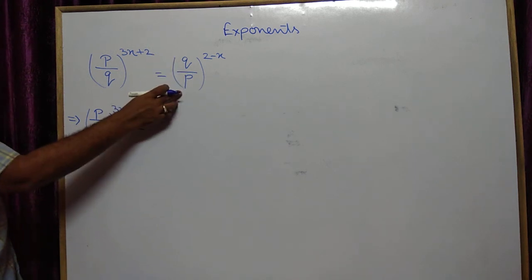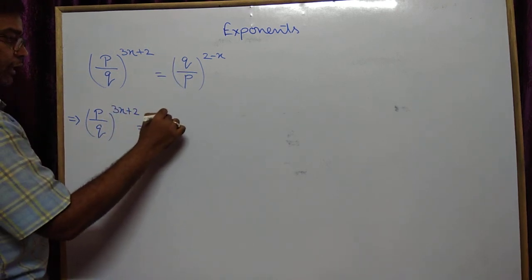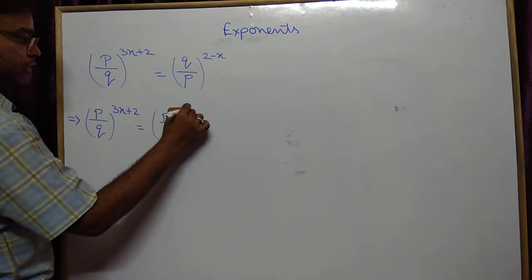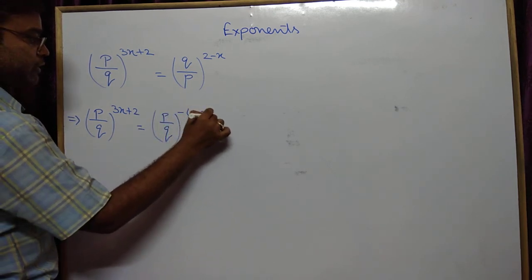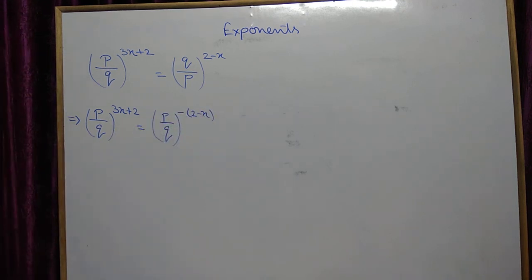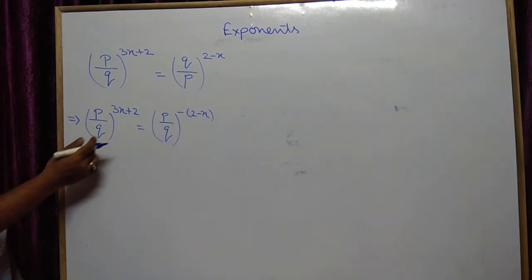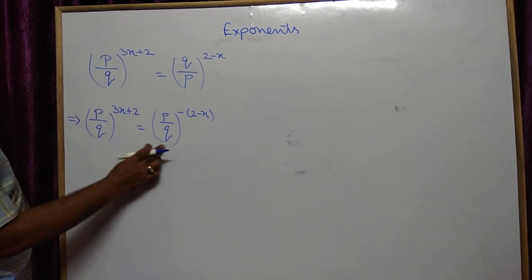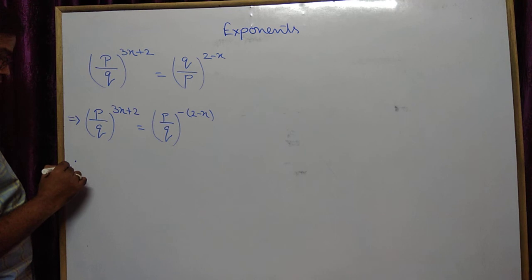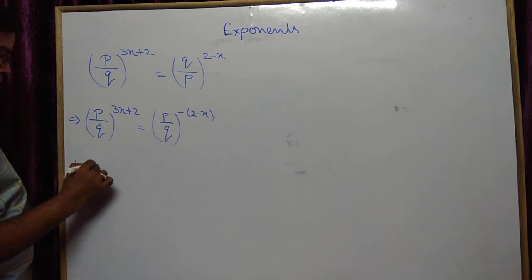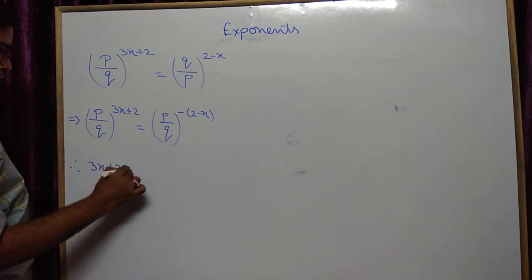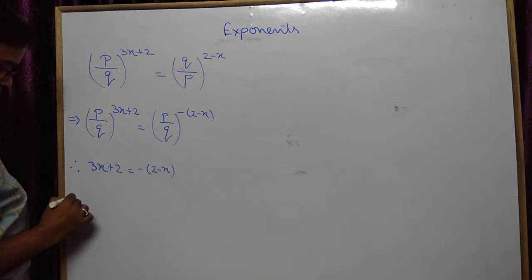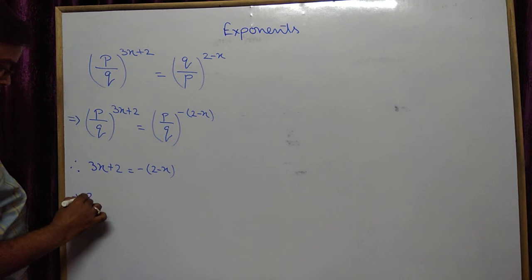Now if we reciprocate the base, likewise the sign of the power also changes, minus of 2 minus x. Now hope this one is clear. Now from both sides we have the same base, so we can write therefore 3x plus 2 equals minus 2 minus x.